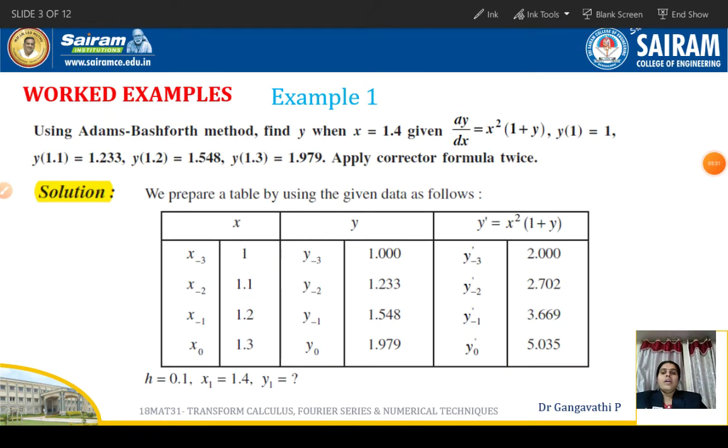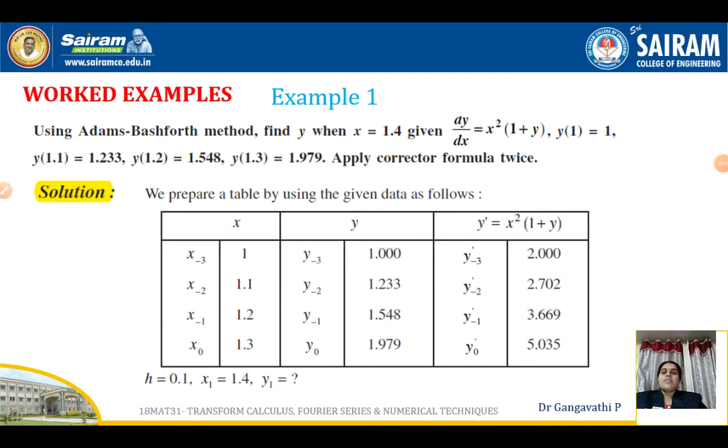So now let us see some examples so that you can understand the concepts in a better way. Use the Adams-Bashforth method to find y when x is equal to 1.4, given that dy by dx is equal to x square into 1 plus y. y of 1 is 1, y of 1.1 is 1.233, y of 1.2 is 1.548, y of 1.3 is 1.979, and apply the corrector formula twice. Since it is specified, we have to do it.